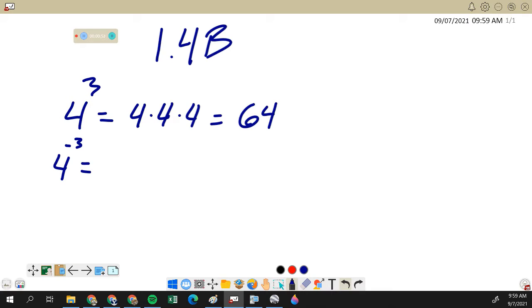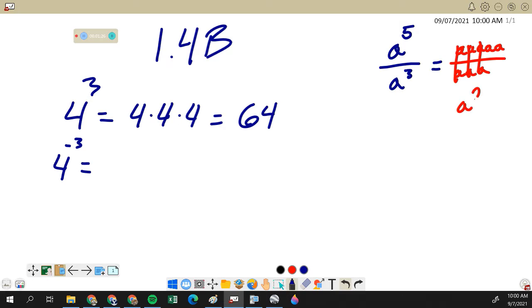Well, decimals are also known as fractions, right? So if I had a to the fifth over a to the third, what does that equal? We did this last time. So that would be a over a. I cancel those and I get a squared.